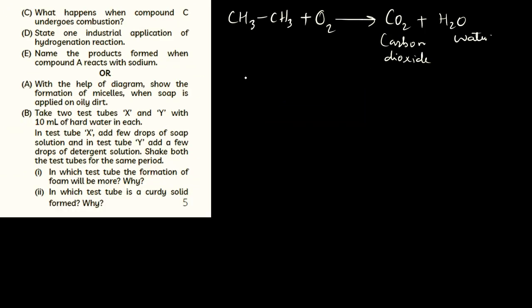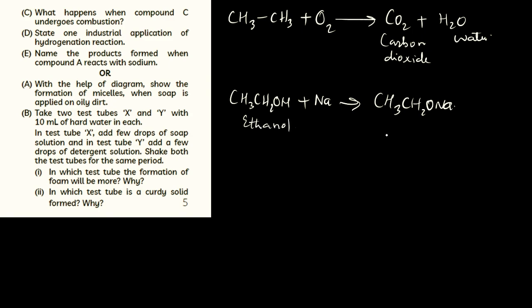Now name the product formed when compound A reacts with sodium. Now compound A, that's our alcohol, CH3CH2OH. When it reacts with sodium, Na, it changes into CH3CH2ONa. This is called sodium ethoxide. This is ethanol. This is sodium ethoxide.